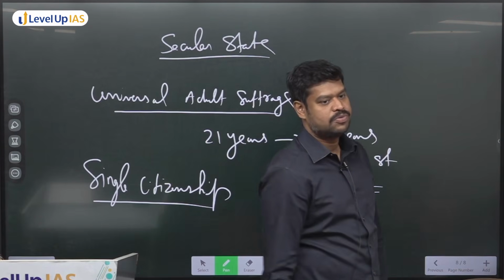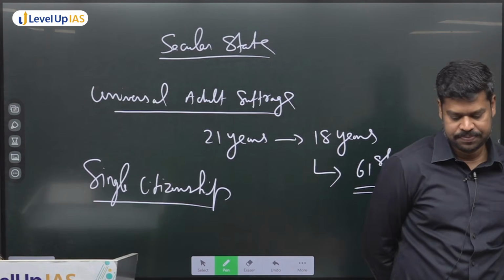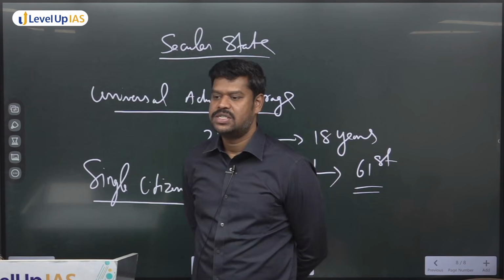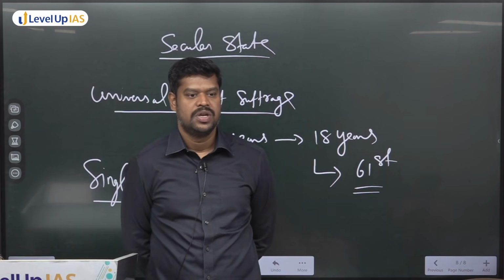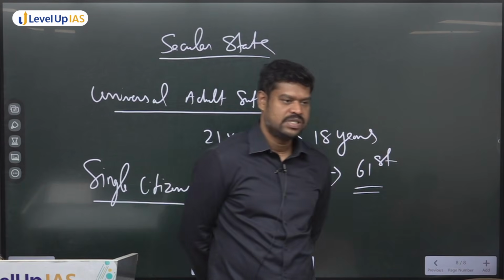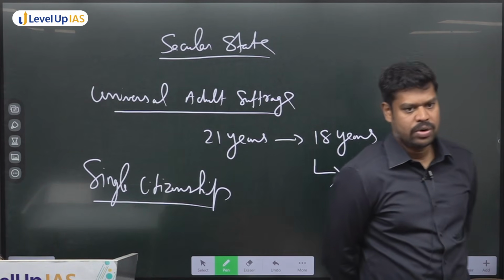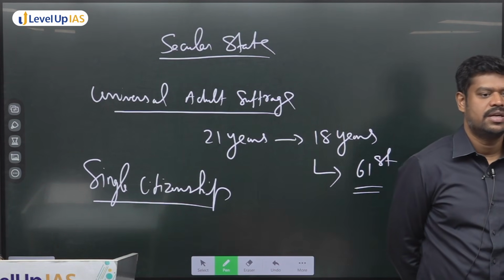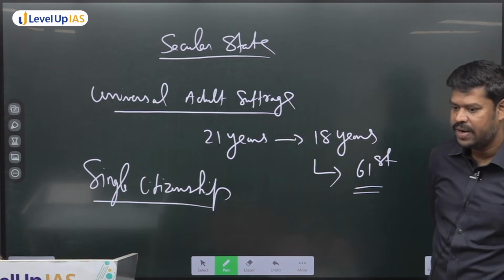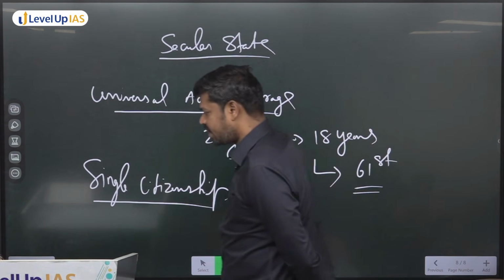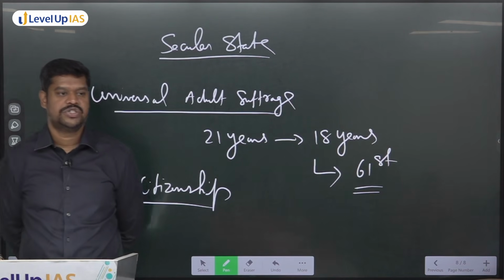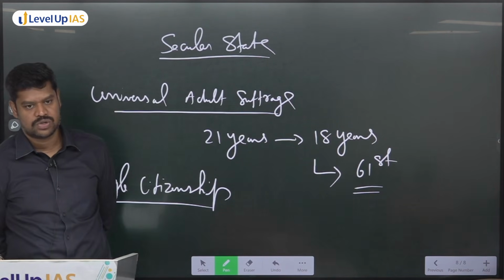Single citizenship. So what does it mean by single citizenship? That there is only one citizenship for the citizens, irrespective of wherever they reside, irrespective of whichever state they belong to. There is only one citizenship and only one identity, that is citizenship of being an Indian. In fact, there was a debate in the Constituent Assembly that similar to the American Constitution, dual citizenship should be given to the Indians also.